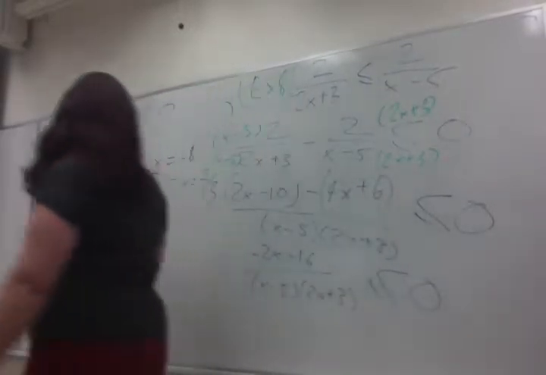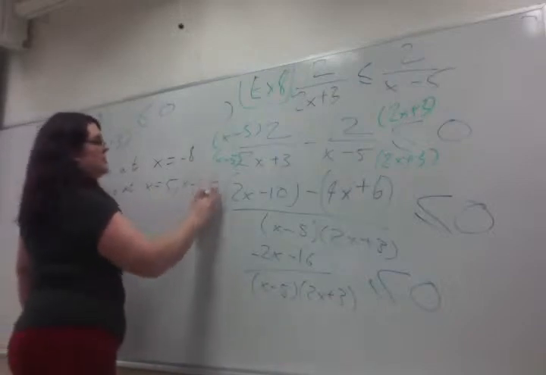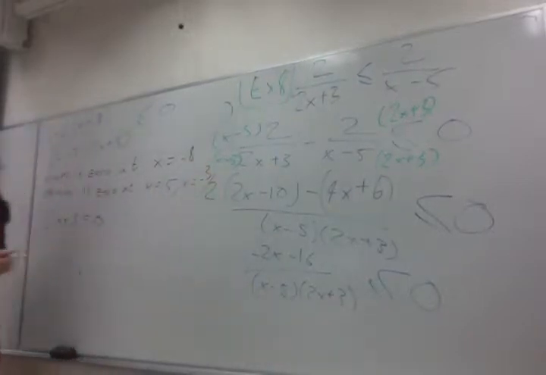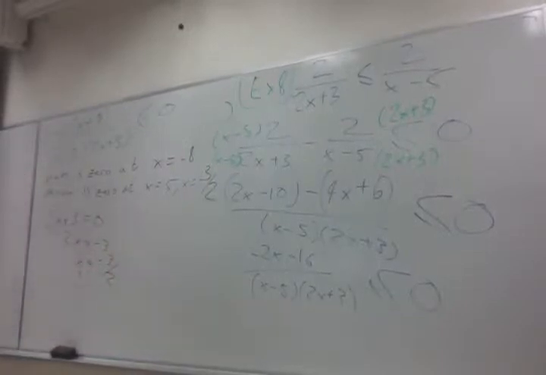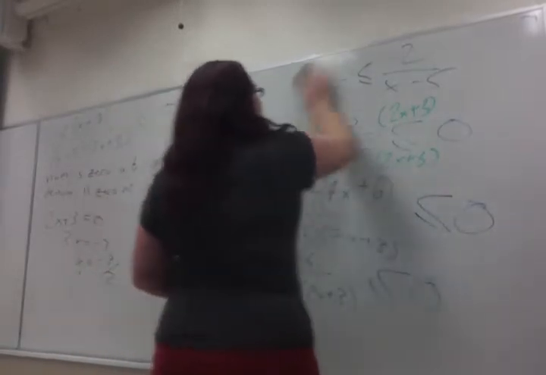If you're not convinced by that, you can do the 2x plus 3 equals 0. Oh, 3 over 2. Not 2 over 3. 3 halves, not 2/3. 2x plus 3 is 0. 2x is negative 3. Therefore, x is negative 3 over 2. So those are the numbers I'm going to be using here to divide up my number line. Negative 8, 5, and negative 3 halves.